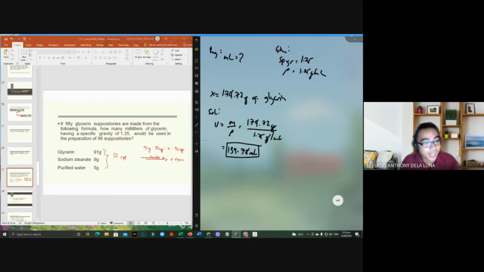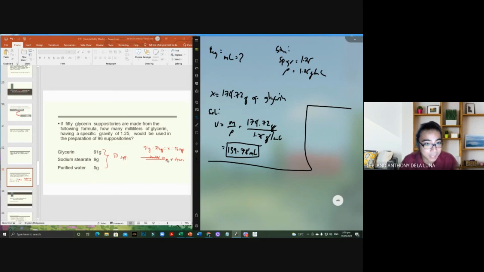Now actually, class, we can compute for the entire preparation here. Pero wag natin hanapin yung ml nila, as is in grams lang. So how do I compute for this? Halimbawa, sodium stearate. Gaano karami sodium stearate ang gagamitin ko? Kasi magiging proportionality ko lang dyan, hindi ito sa specific gravity, ibang topic na to. Pero class, pwede ko kasing i-compute para sa lahat to. Kasi ang total nito would be 50 suppositories, right? So obviously, alam ko na ang glycerin ko, kailangan ko is 174.72 grams of glycerin.